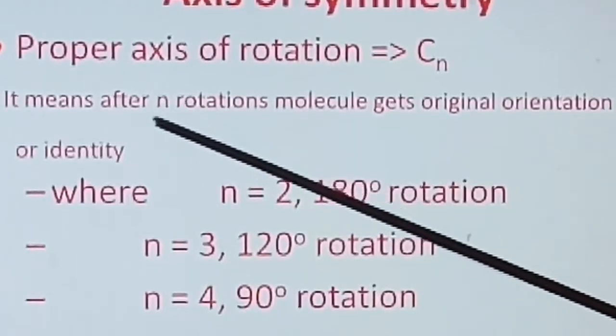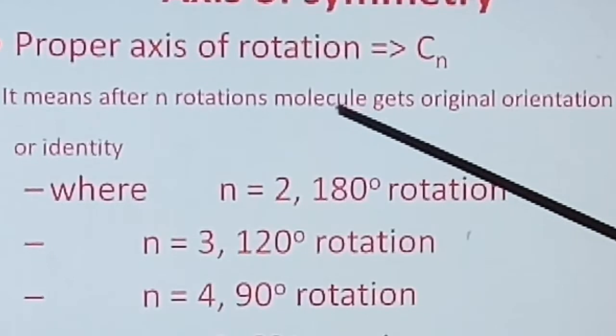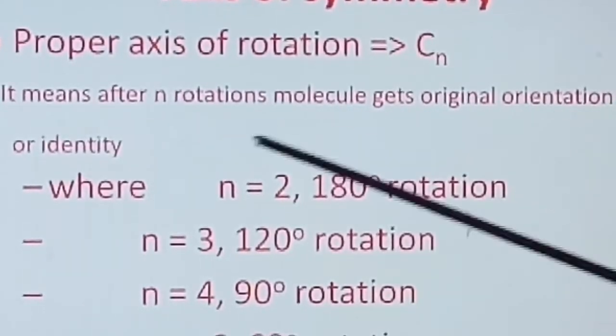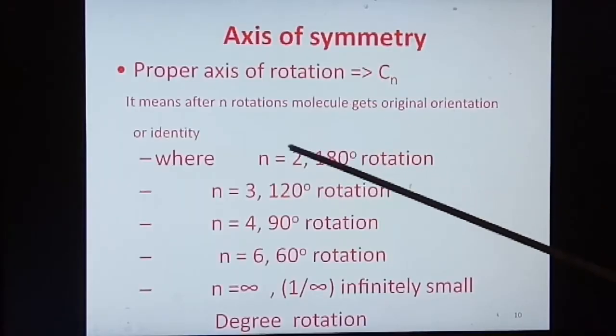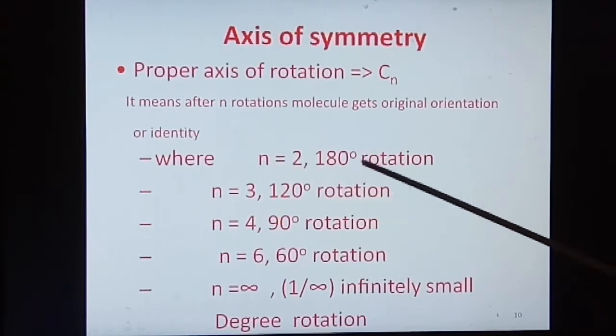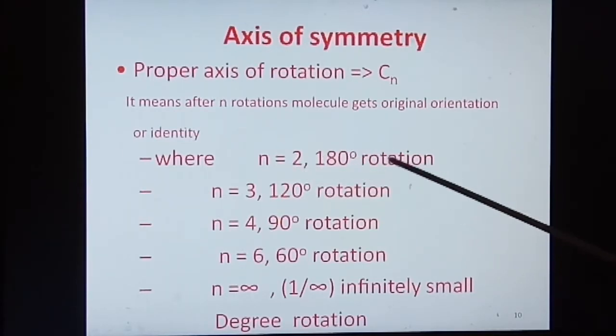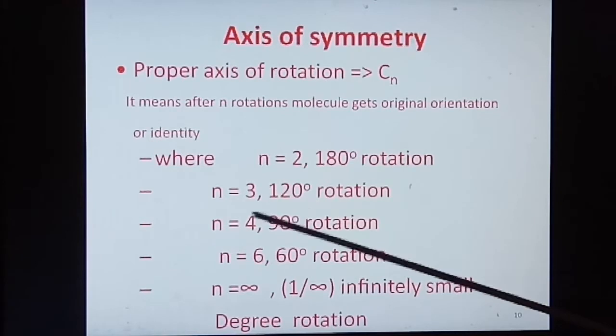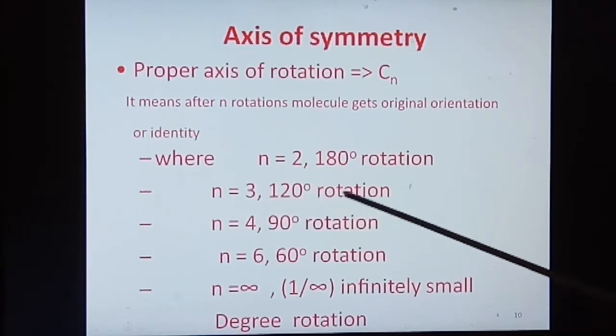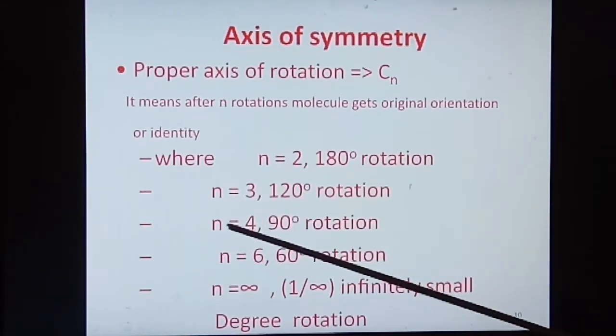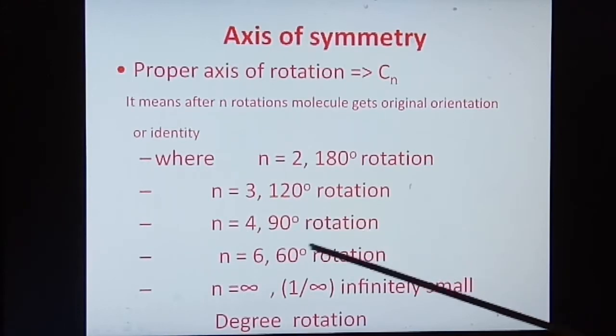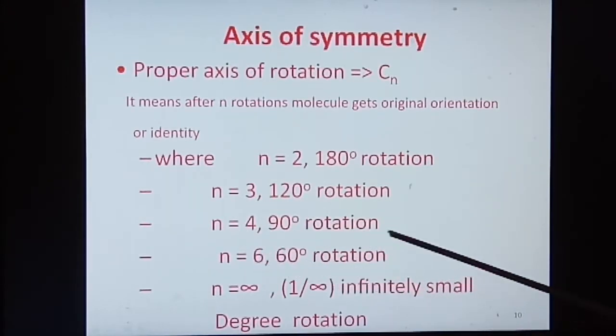It means that after n rotations the molecule gets its original orientation, or identity. If n is equal to 2, a 180 degree rotation will be there. If n is equal to 3, 120 degrees. N equal to 4, 90 degree rotation. N equal to 6, 60 degree rotation. N equal to infinity, an infinitely small degree rotation.